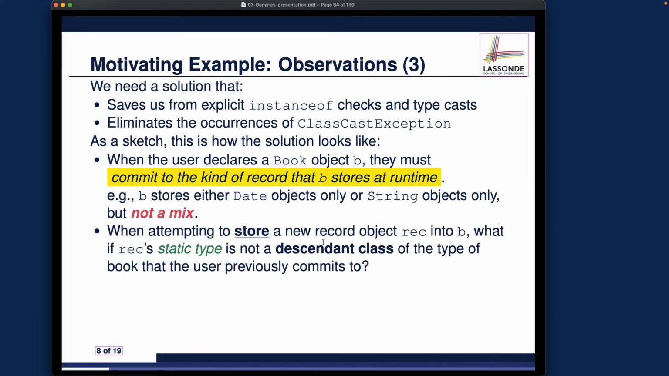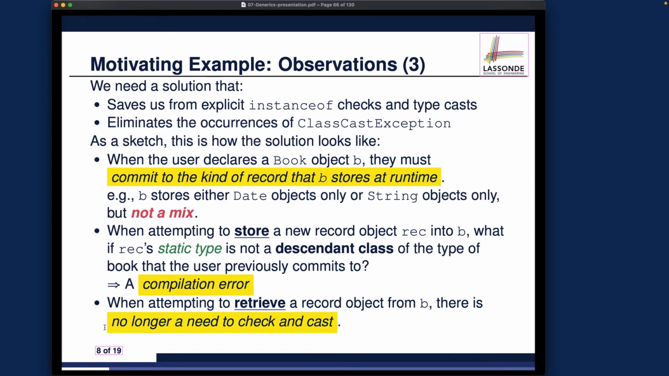And the second one: once you commit to the kind of objects you want to store in the book at the declaration time, you want to make sure that every time you store a new record into the book, you are not as flexible as in the general book. If the static type that you're trying to store is not a descendant class of the type you committed to when you declared the book object, in that case you don't want to allow the insertion or addition to compile. That should be a compilation error.